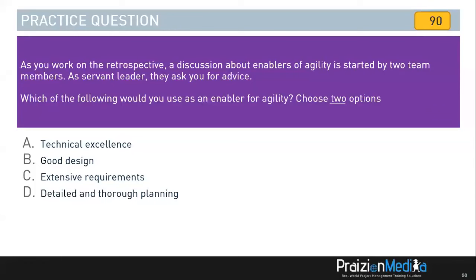As you work on the retrospective, a discussion about enablers of agility is started by two team members. As servant leader, they ask you for advice. Which of the following would you use as an enabler for agility? Choose two options. If you need more time as usual, hit the pause button.